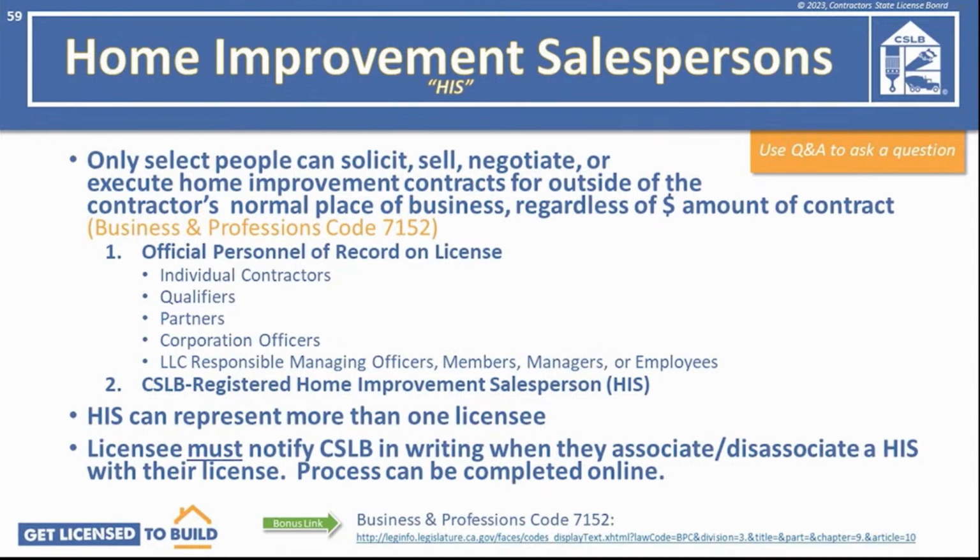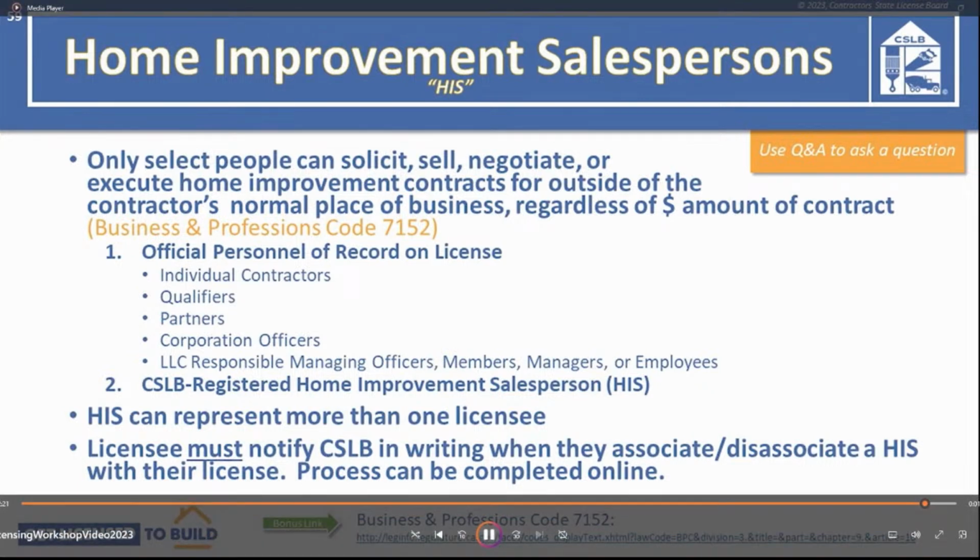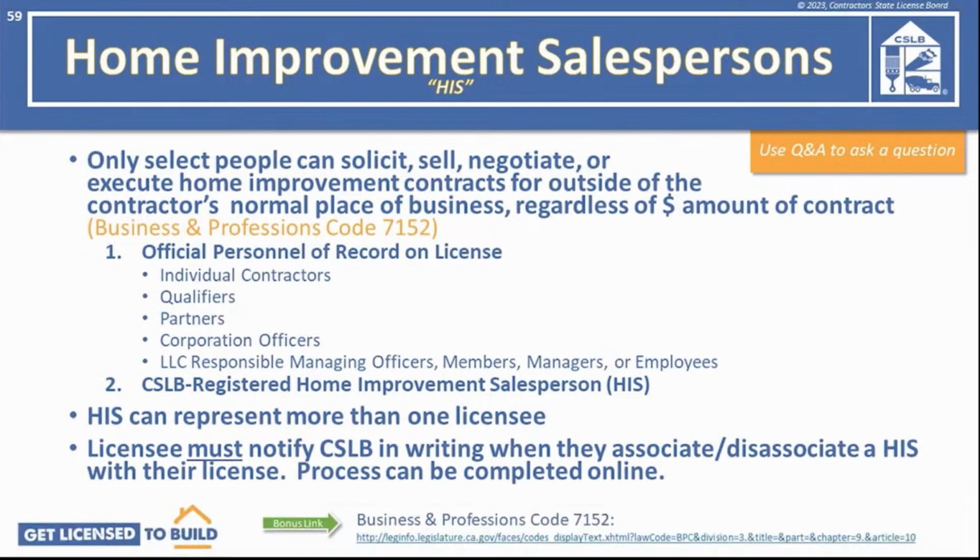These people are called home improvement salespersons, or HIS. Without an HIS, the official personnel of record on a license are the only ones who can solicit, sell, negotiate, or execute a contract. That includes individual contractors, license qualifiers, partners, corporation officers, and LLC responsible managing officers, members, managers, or employees. A HIS can work for more than one contractor. The licensee must notify CSLB when they either associate or disassociate an HIS with their license. This process can now be completed online as well.